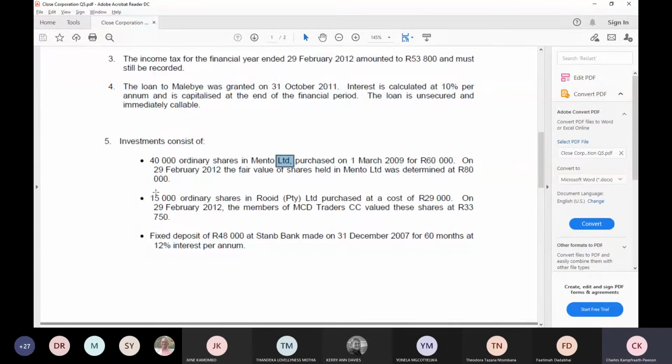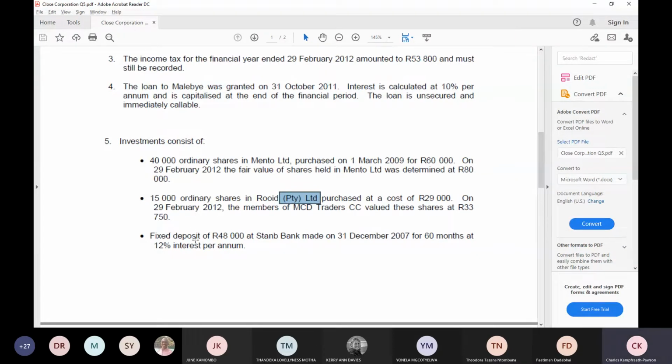Whereas the next one, 15,000 ordinary shares in Royd Pty Limited, is not so freely transferable and cannot so easily be disposed of. So we can assume that the assumption of the investor was to hold it for capital appreciation, and that would be a long-term investment. And they say on the 29th of February 2012, the members of MCD Traders Close Corporation valued these shares at 33,750. Okay.